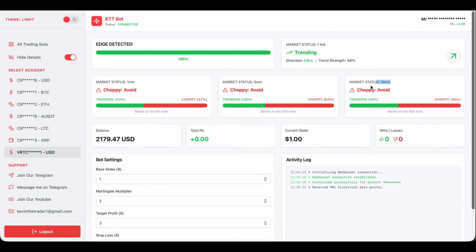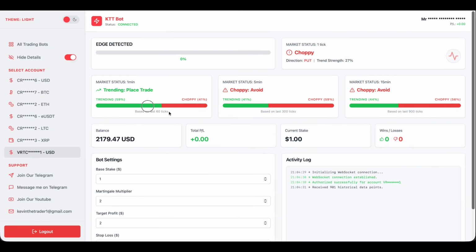Today being Sunday the 14th, as we can see, on 15 minutes the market is trending at 44%, while the choppiness is at 56%. And on 5 minute ticks, the market is trending at 41%, while the choppiness is 58%, right? So based on 300 ticks, because one tick represents 1 second, this is the market according to 1 second ticks, right?